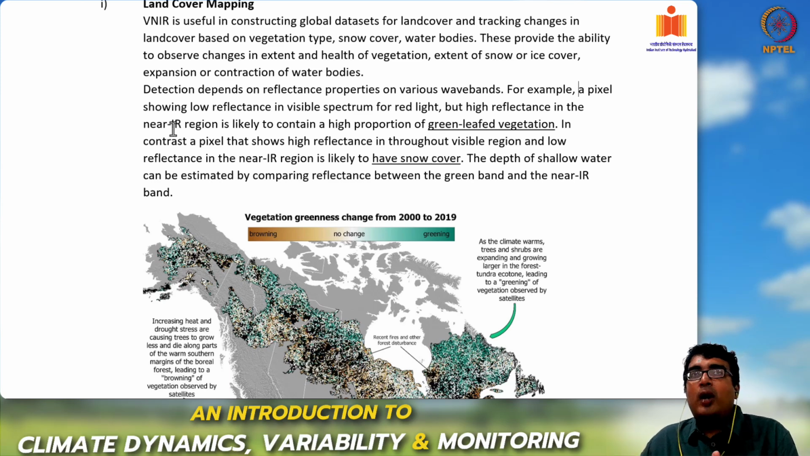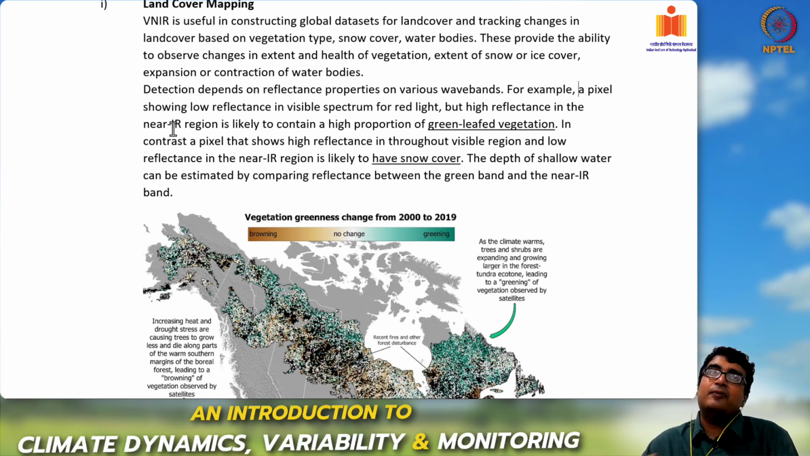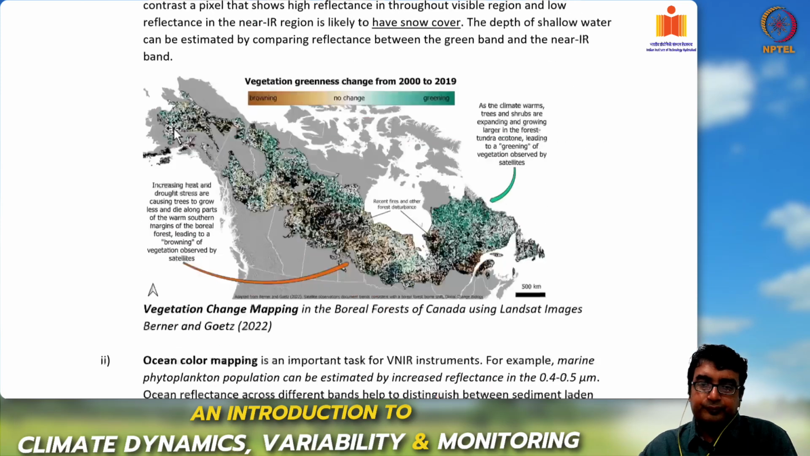The depth of shallow water, so the depth of rivers and lakes, can also be estimated by comparing reflectance between the green band and the near IR band. Okay, so depending on the depth, how much of the green light is coming back and how much of the near IR light is coming back will change, and that will show how deep a certain lake or a certain water body is. Okay, especially for landlocked water bodies.